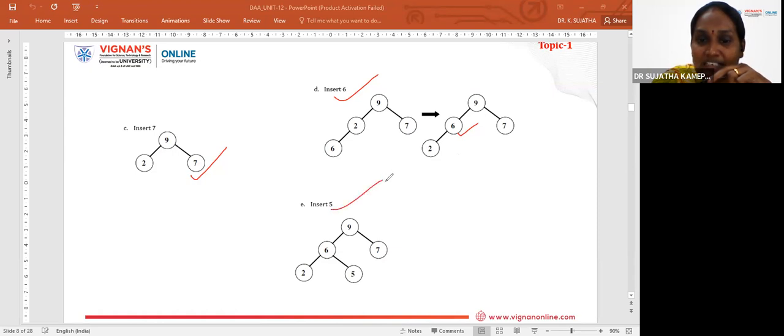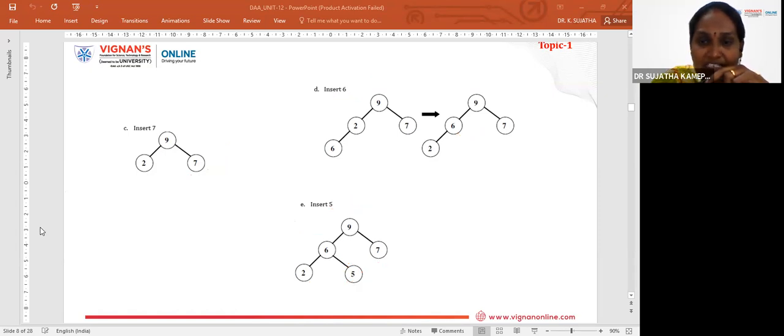Next, I need to insert 5. 5 should become the right child of 6. First, after filling the right child of 6, only then do we go for the 7, right? Now 5 comes to here. Now it is satisfying both the properties. It is a binary tree and it is also satisfying the parent dominance property.